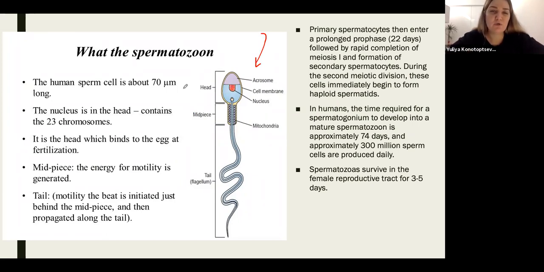So first of all, spermatozoa is 70 micrometers long, but as always, you need to double check after me. You need to go to the lectures and check the number that they have put for you. Last year, it was 60. Okay, I'm not sure this year. Spermatozoa contains head, neck, middle piece, and tail. Tail is, of course, flagellum.